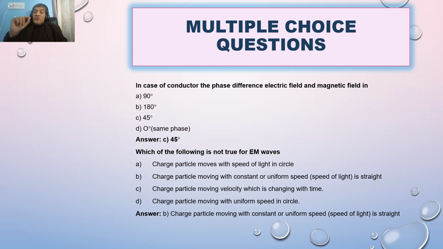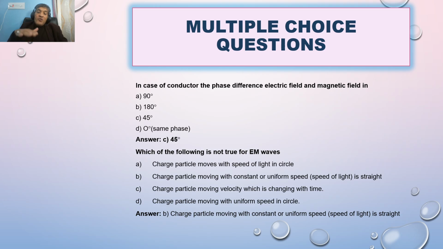A charge particle moving with velocity which is changing with time has an oscillatory motion. So again, the motion is accelerated. The electric field and magnetic field produced by the charge particle are time dependent, oscillatory, and an electromagnetic wave may be produced.